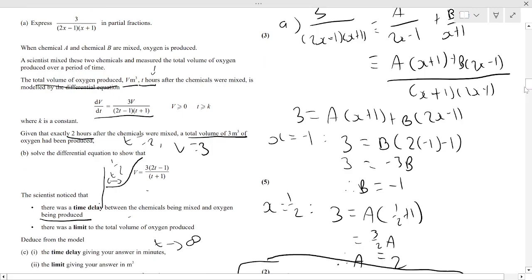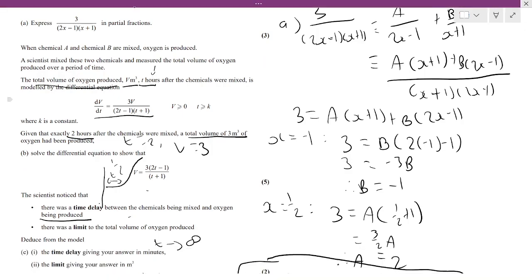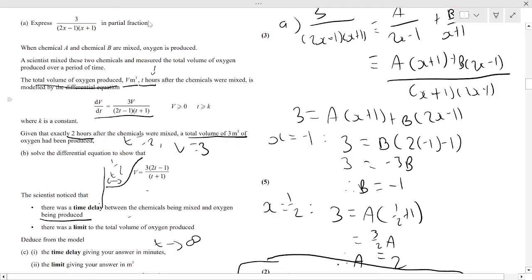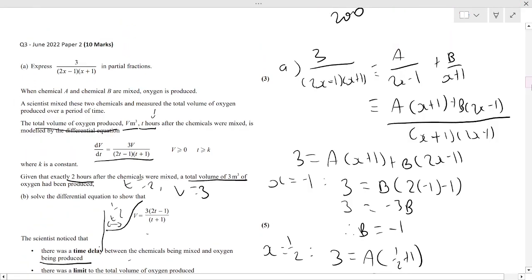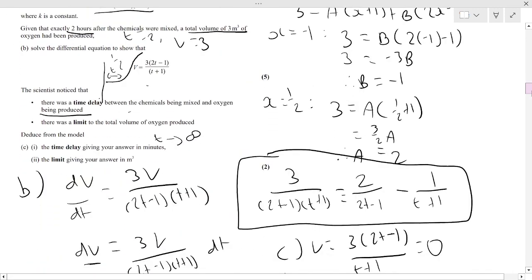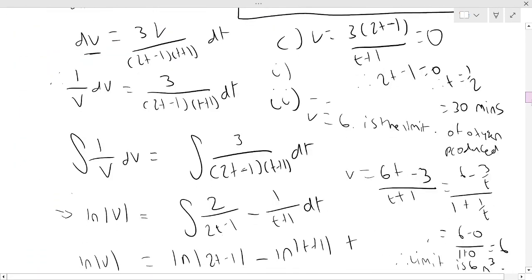So again, be prepared to mix partial fractions with other parts, like differential equations. You never know. This was from 2022 paper 2, so based on the trend from paper 1, there might be a very similar question. Hopefully now you've seen all the different bits to it.